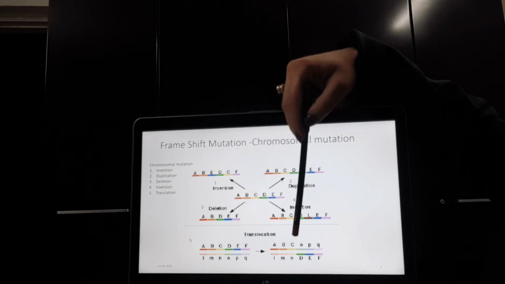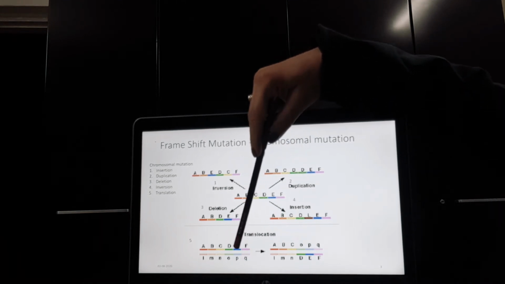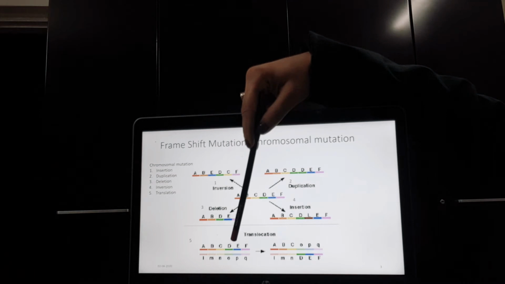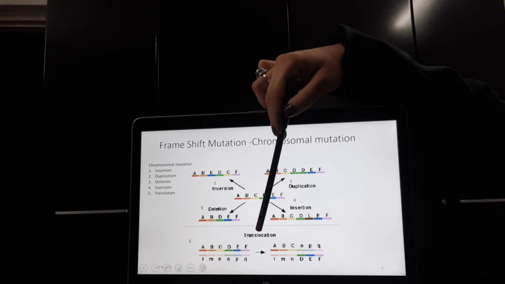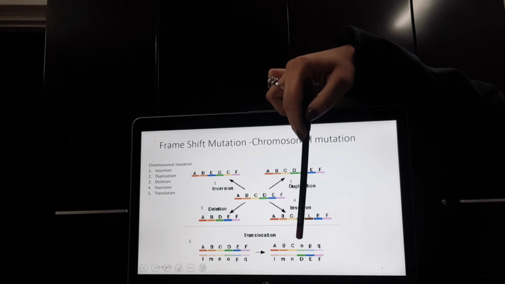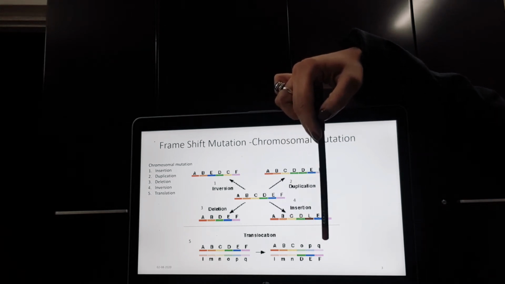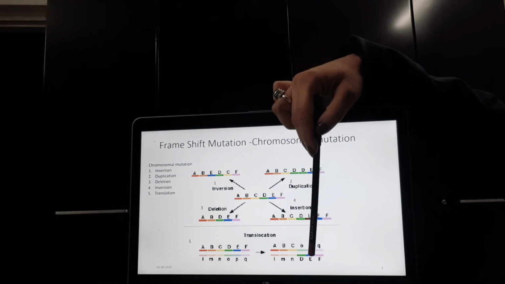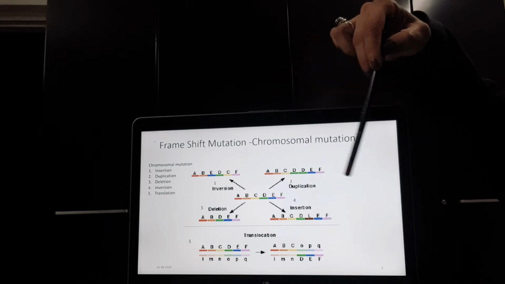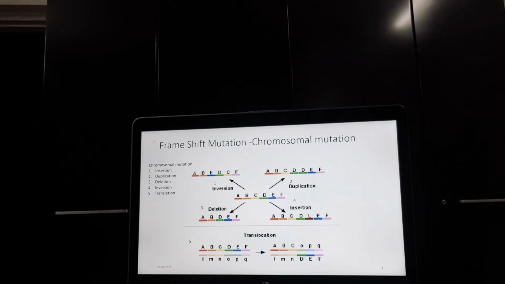Then comes translocation. Now here there are 2 strands. A, B, C, D, E, F and I, M, N, O, P, Q. In this translocation, you see A, B, C, and then it should have been D, E, F. Now, since it's a translocation, this one went here and this one went here. So D, E, F is below and O, P, Q is right here in the category. So this is chromosomal mutation.